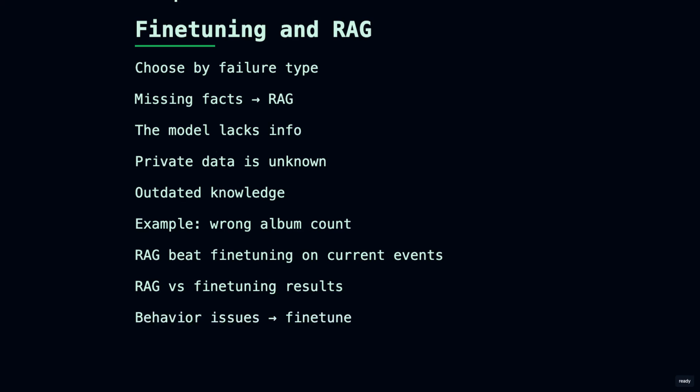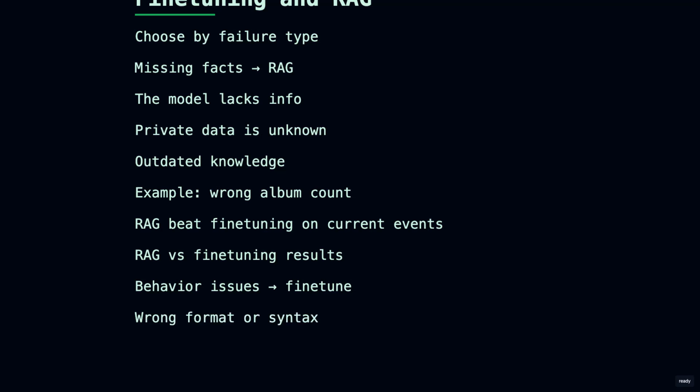Now, switch to behavior problems. If the answer is technically correct but not useful for the task, fine-tuning can teach the model what a good response should look like. Format failures are another fine-tuning case. If the model cannot reliably produce valid HTML or another structured output, more examples of that format during training can improve compliance.